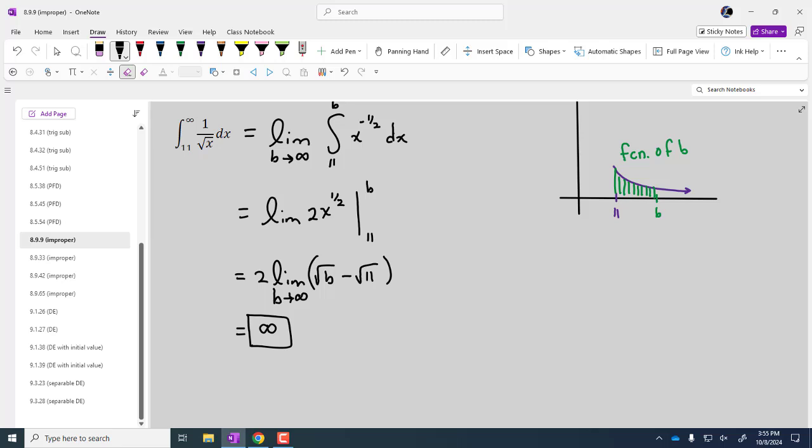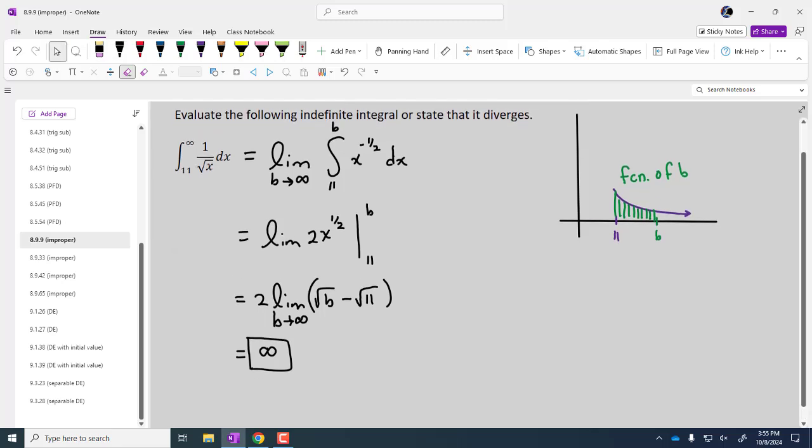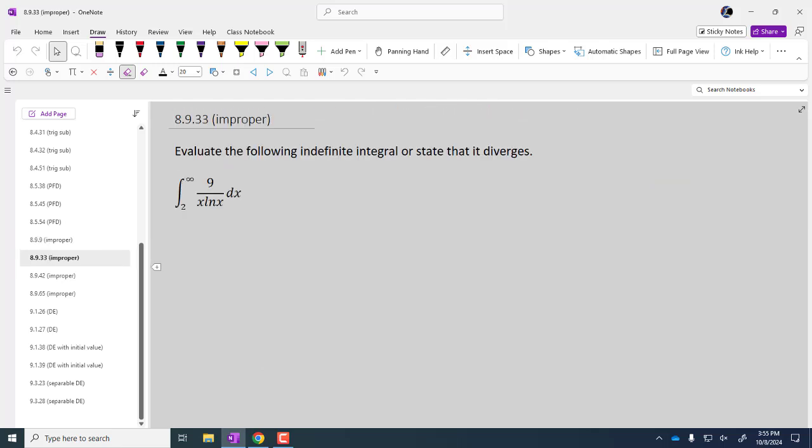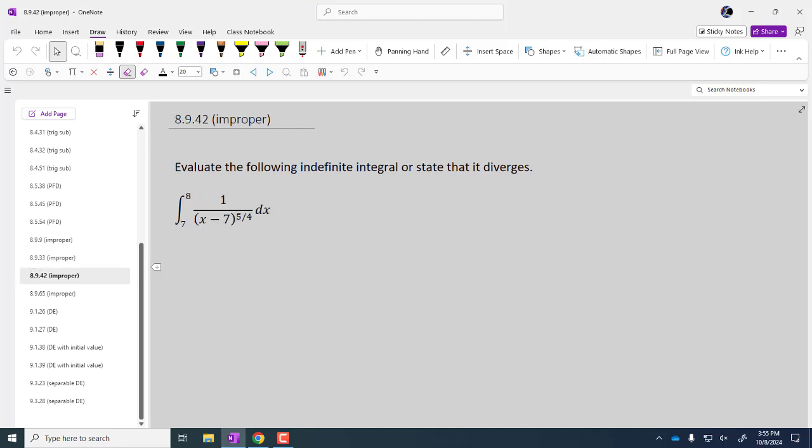All right, another improper. Any questions on it? So improper integration means we're trying to find the area of an unbounded region. So this region here is unbounded. You can't put a circle around it. What about a vertical one? Yeah, we'll do a vertical. Should we do a vertical one right now? Let's do a vertical one.